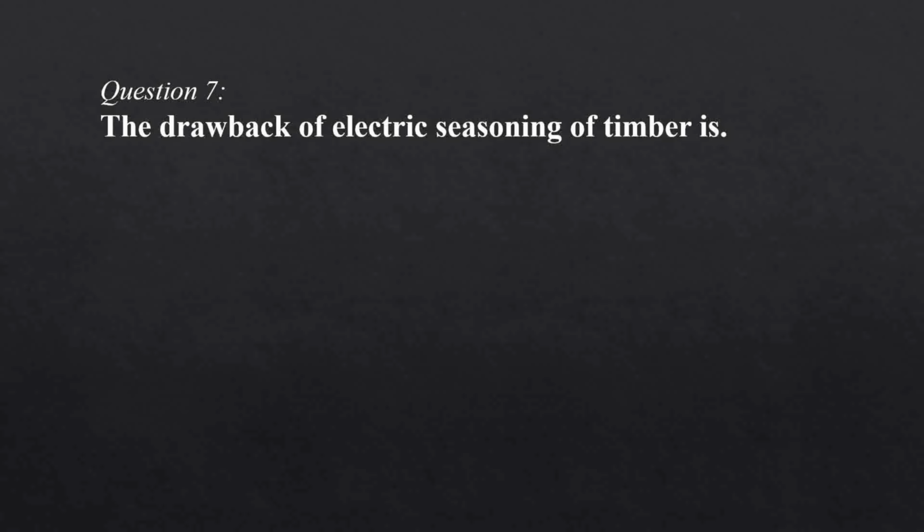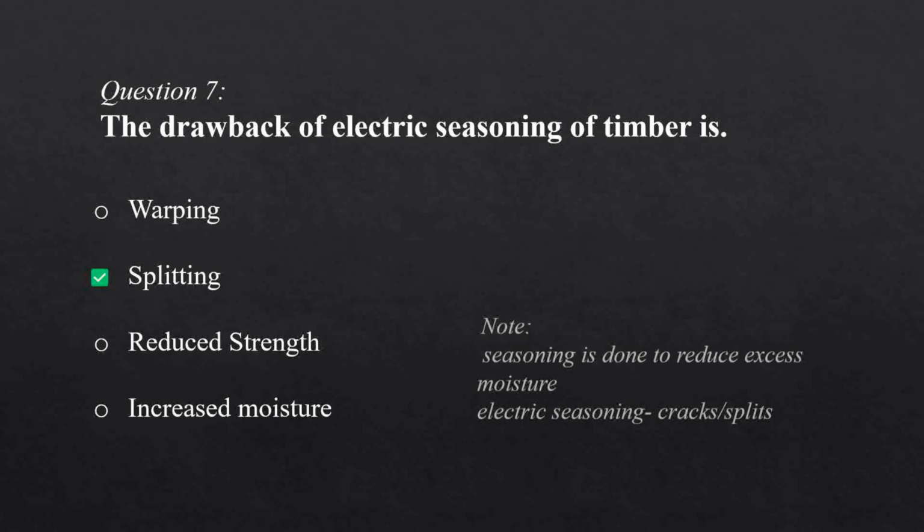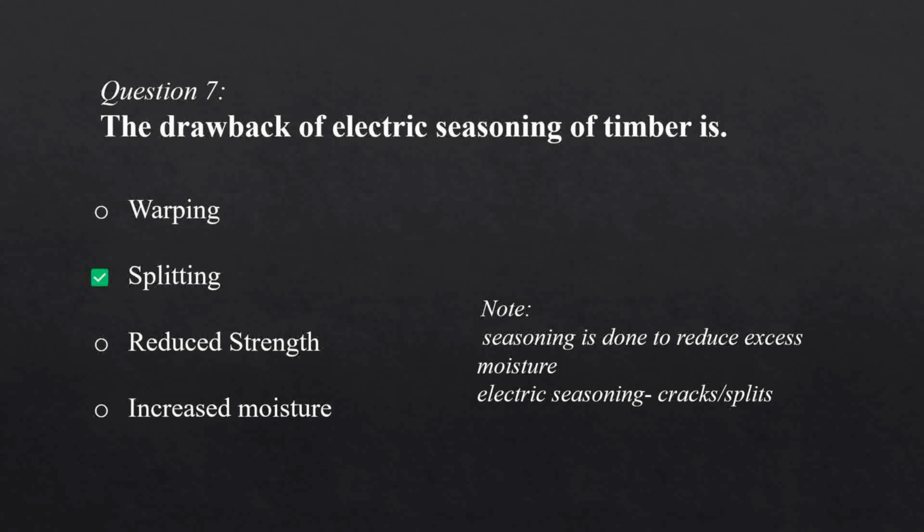The drawback of electric seasoning of timber is? The correct answer is splitting. Seasoning is done to reduce excess moisture, whereas due to electric seasoning, cracks or splitting can be seen.